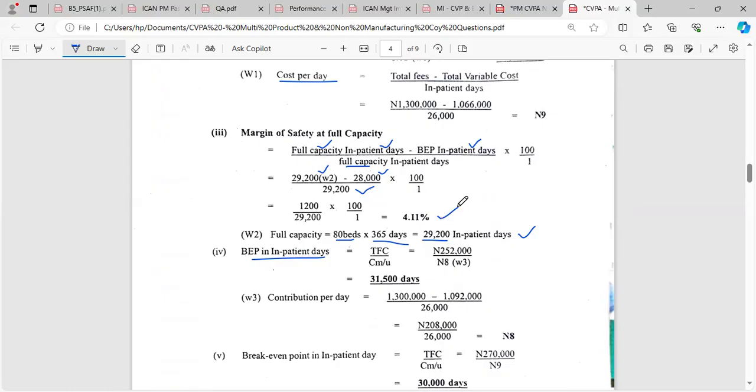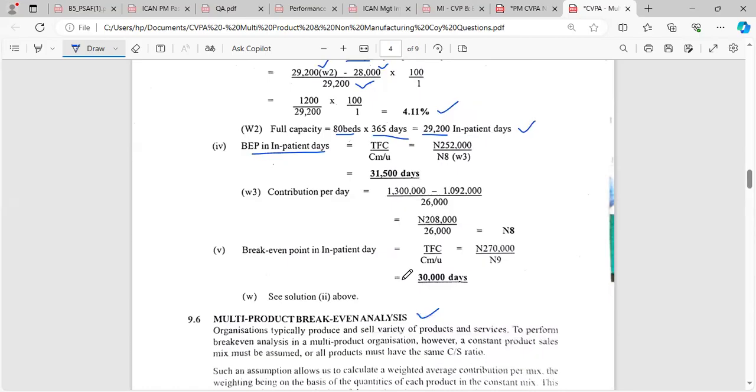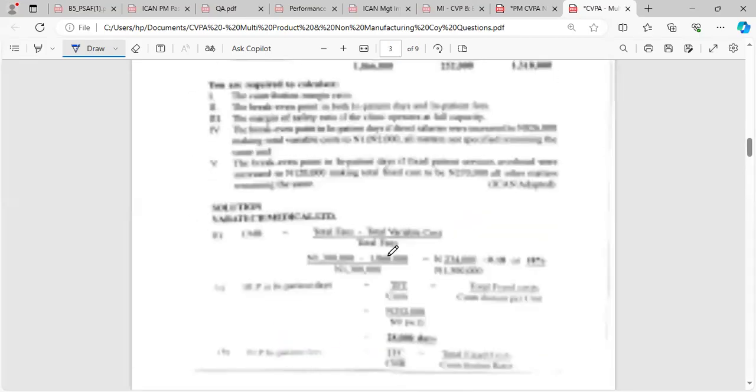I hope we are getting this. It is the same thing with manufacturing, just that the names change. The way we compute for service changes, we are looking at inpatient days, while in manufacturing I'll be looking at quantity, kgs, units, something like that. All right, so let's go to the next one. What do you want us to calculate again? Is that all?